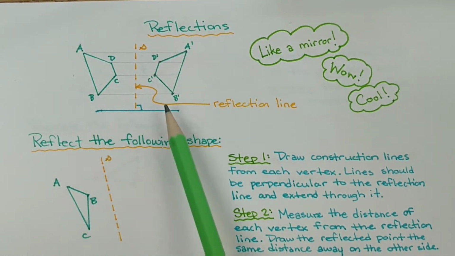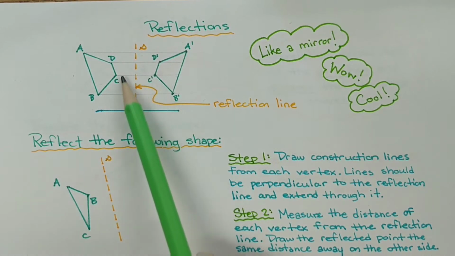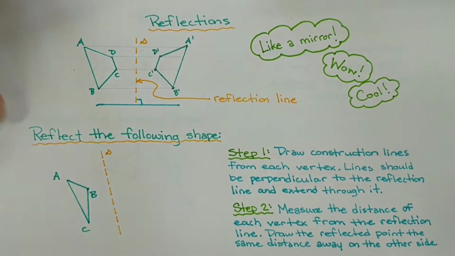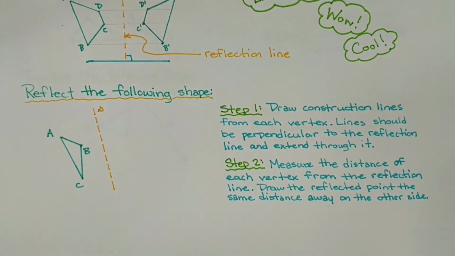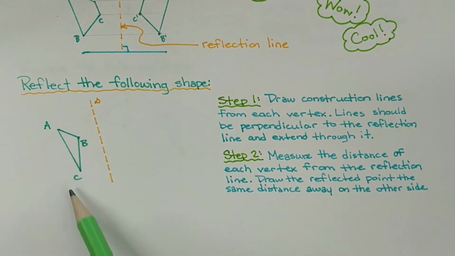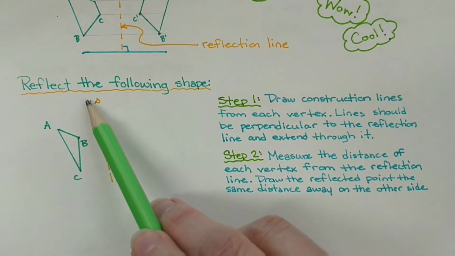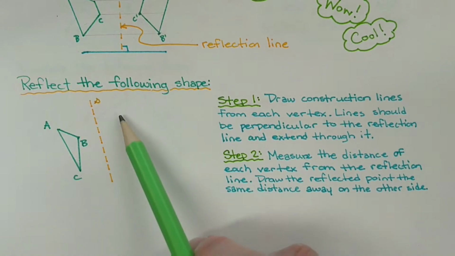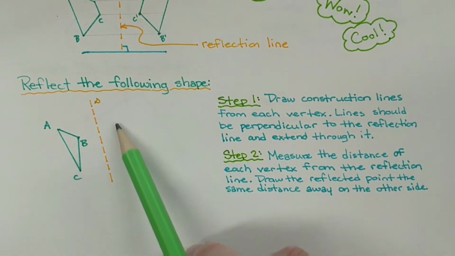It's going to be flipped over, but it's going to be the same distance away from the mirror on each side. So we're going to try an example together. It says reflect the following shape. So we've got our triangle ABC on this side. We've got our reflection line here. So we know that our image is going to end up on this side of the line over here, and it's going to be flipped over.